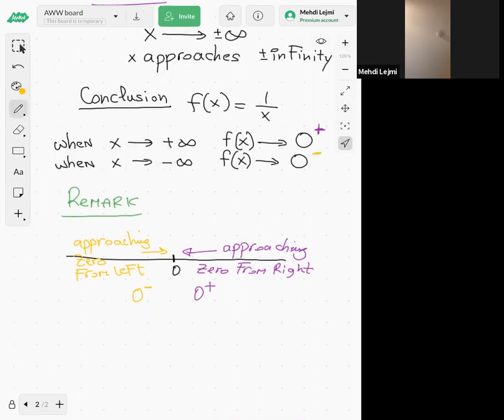This is 0 minus here. So again, this plus here means you're approaching 0 from the right, approaching 0 from the right. And this minus here means you are approaching 0 from the left, approaching 0 from the left.